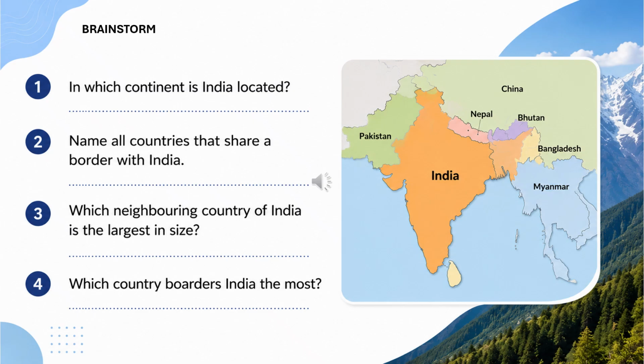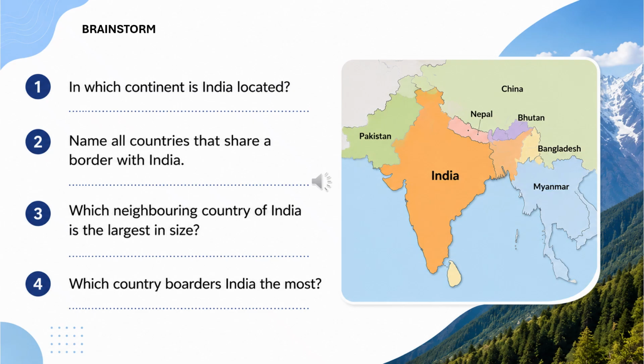Now let's move to question number 3. Which neighboring country of India is the largest in size? So the answer is China. China is the largest neighboring country of India and also one of the largest countries in the world. Finally, question number 4. Which country shares the longest border with India? The answer is Bangladesh. India shares its longest international border with Bangladesh.